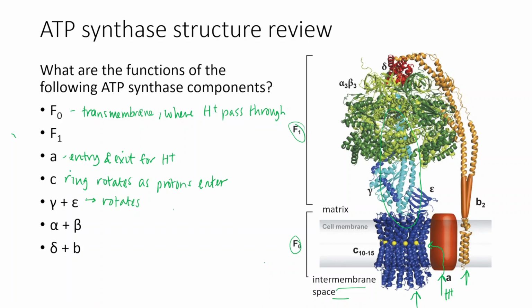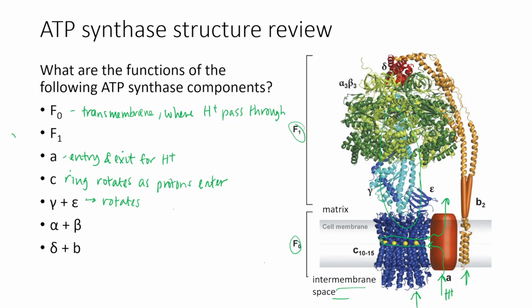And then eventually, as protons keep entering, once the C ring makes one full turn, the proton on that C subunit ends up back at the A subunit and it can exit on the matrix side. So it goes around in a circle and then it comes back and then it leaves. And so that covers the F0 subunit.